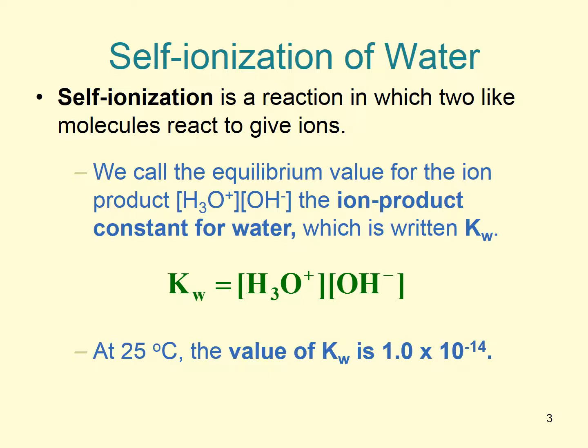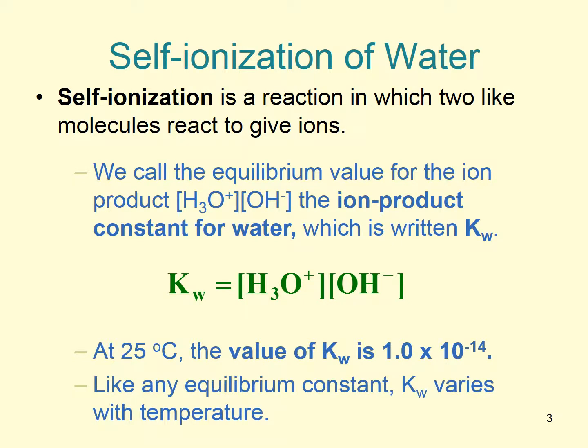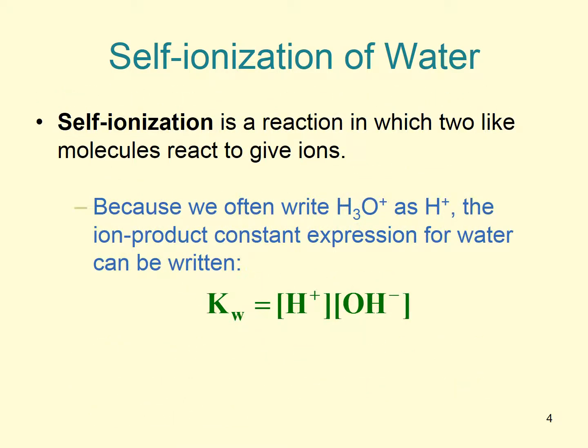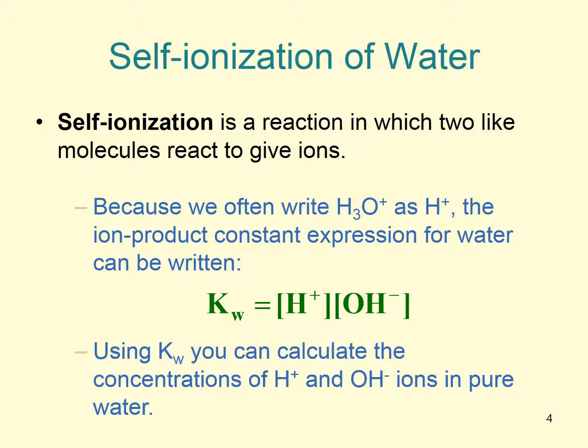Like any equilibrium constant, it varies with temperature, but we're only going to worry about it at 25 degrees. All right, so like I was saying a minute ago, we can put H+ in terms of H3O+, and we get this expression. Since if you have pure water, the amount of H+ will equal the amount of OH- because it's all 1-to-1. It's a 1-to-1 ratio.